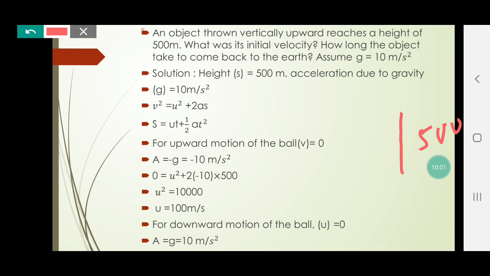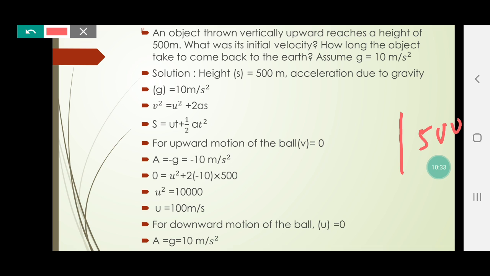Final velocity is equal to 0. So the formula goes v square equal to u square plus 2as. Substitute the value. So it will be 0 equals u square plus 2 in bracket minus 10 into 500. So 2 in bracket minus 10 into 500 will be minus 10,000. So it is u square minus 10,000 equal to 0. U square will be equal to 10,000. So what will be u? Taking the square root, it will be 100 meters per second.